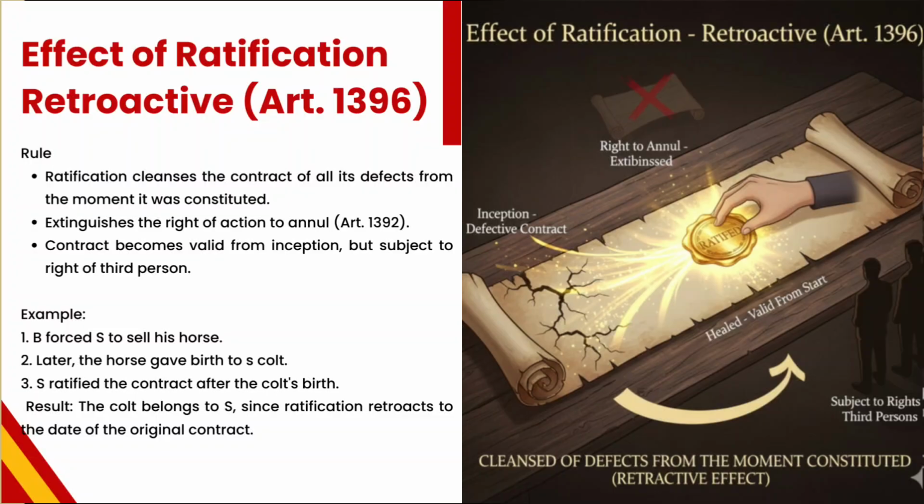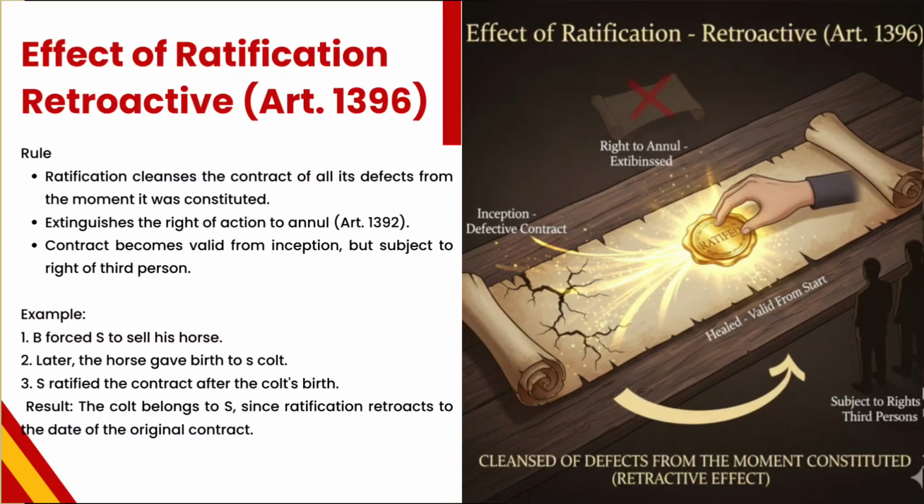Effect of ratification, retroactive. Ratification cleanses the contract of all its defects from the moment it was executed. It extinguishes the right of action to annul. In other words, the effect of ratification is to make the contract valid from its inception, subject to the prior rights of third persons. Example: B forced S to sell the latter's horse. Later, the horse gave birth to a colt. If S should ratify the contract after the birth of the colt, who is entitled to the colt? S, because ratification has a retroactive effect. It validates the contract from the date of its execution.